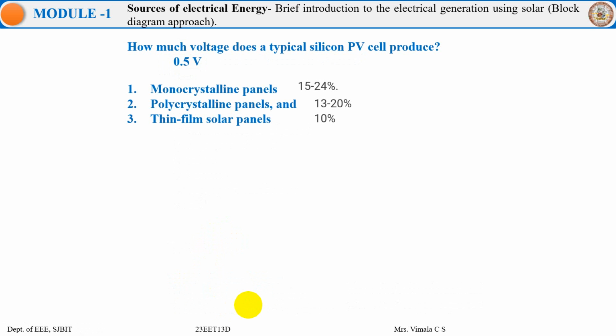Coming to how much voltage a typical silicon PV cell produces, it is just 0.5 volts. Monocrystalline panels are 15 to 24% efficient, whereas polycrystalline panels are about 13 to 20%. Thin film solar panels are 10%. These are crystalline silicon PV panels, with the efficiencies that we normally use.